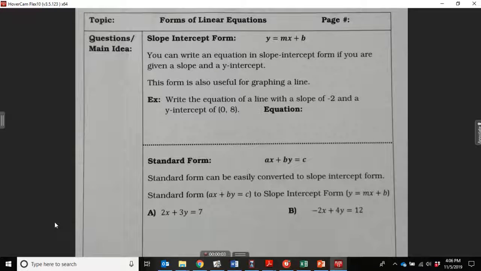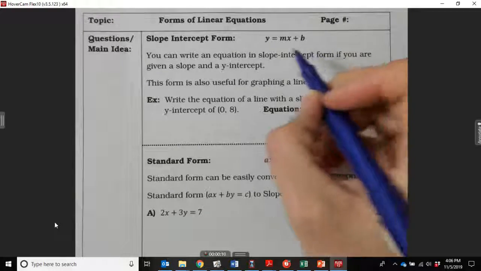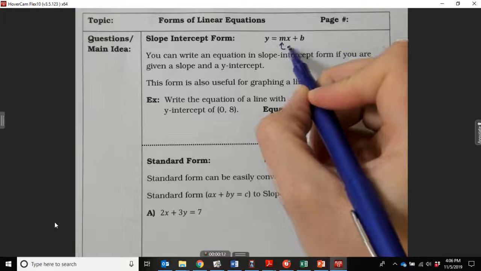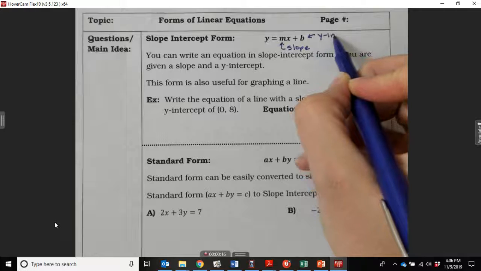Okay, so we're going to start off by reviewing slope-intercept form. And so remember that slope-intercept form is y equals mx plus b, where m is your slope and b is your y-intercept.